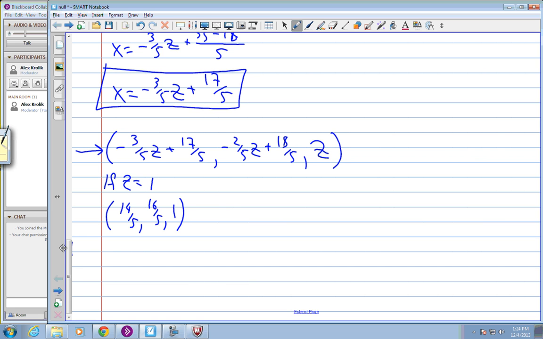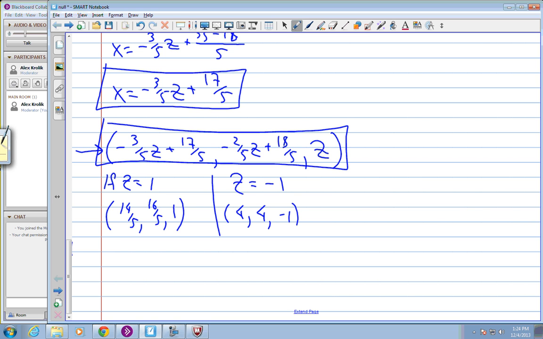You pick any other value for z. Let's say z equals negative 1, right? If you plug negative 1 in here, you're going to have positive 3/5 plus 17/5. So that's actually 4, right? And you plug negative 1 in here, you're also going to get a 4, and z is negative 1. So that's another point that solves that system. So this rule right here allows us to generate infinitely many points that solve that system.